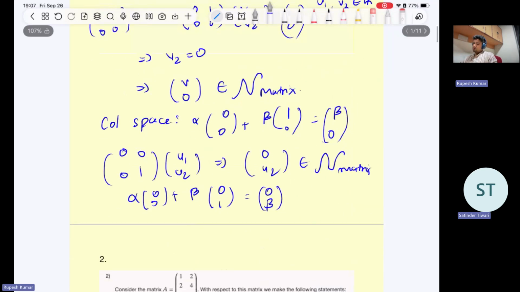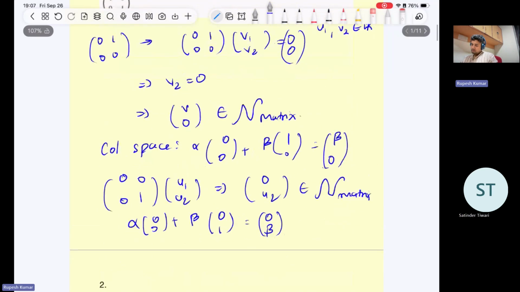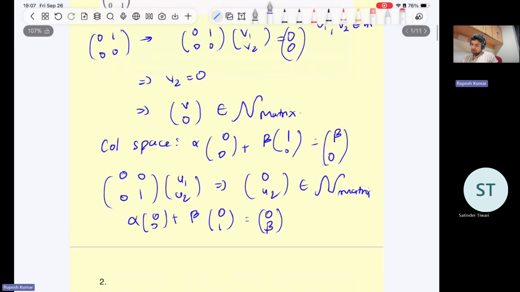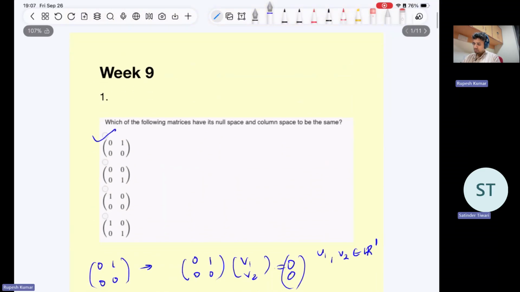Sorry, I did some mistake here, right? This says U2 has to be 0. So that's what I, U1 comma 0 will be the null space and this will be the column space, right? There was a mistake in computing the null space. It is correct now.